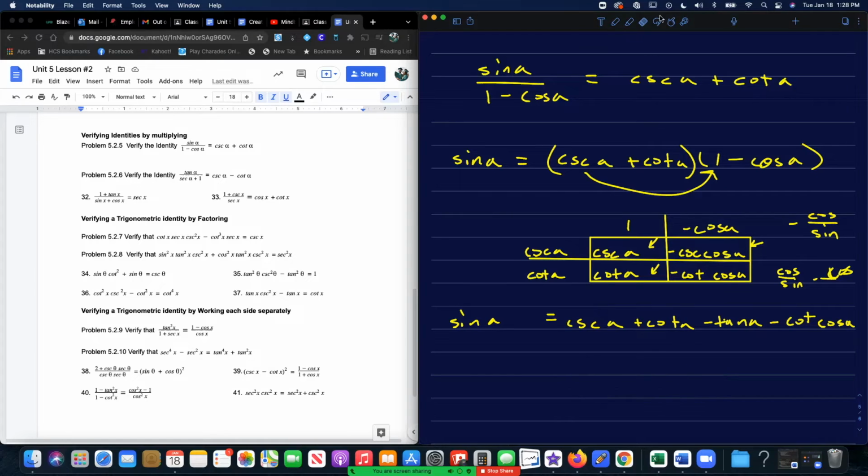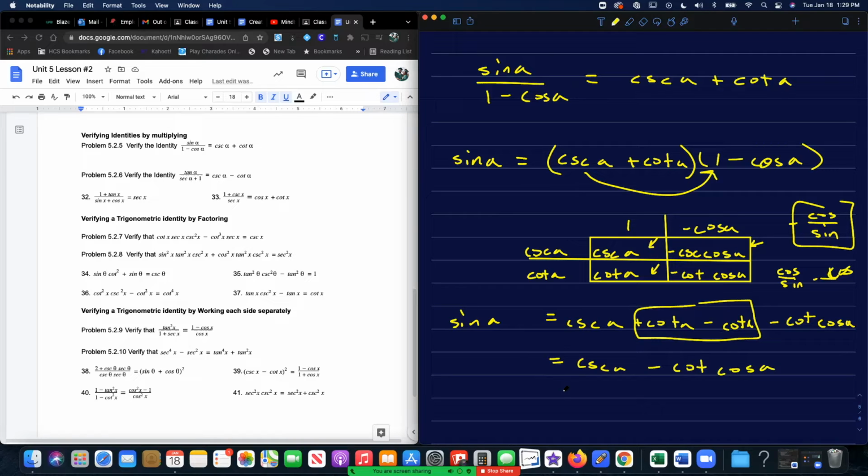I made a mistake. I said that this, being cosine over sine, was tangent. It should be cotangent. And that actually helps a lot, because then these two middle terms get cut. All right, that makes so much more sense. So we've got cosecant of alpha here minus cotangent times cosine of alpha. All right, so that makes a little bit more sense.